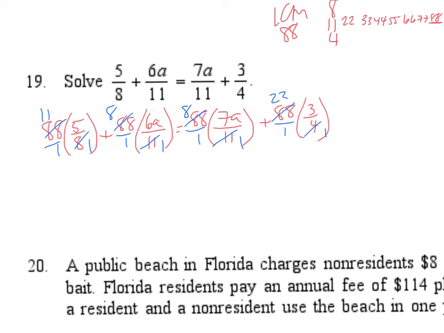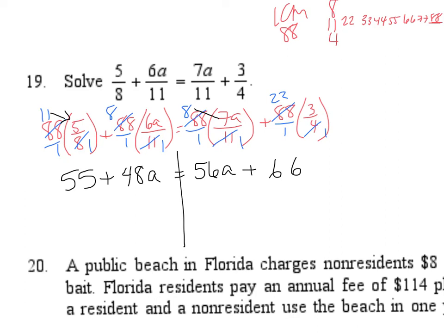So now when I multiply, I know that all my bottom numbers are 1, so they're going to get whole numbers. 11 times 5 is 55. 8 times 6a is 48a. This is 56a, because 8 times 7. And this is 66. So now I have whole numbers. I draw my line, box in my a's. My right side has more a's, a bigger a, so I'm going to go that way. So I'm going to subtract 48a.